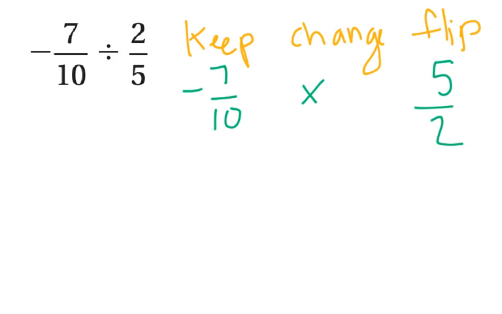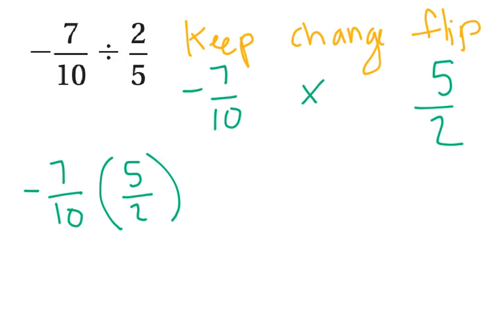So the reciprocal of 2/5 is 5/2. Okay, so now we've got a problem that we can solve. I can do negative 7/10 times 5/2 a lot easier, and I just have to multiply across. So 7 times 5, that is 35. And then 10 times 2 is 20.